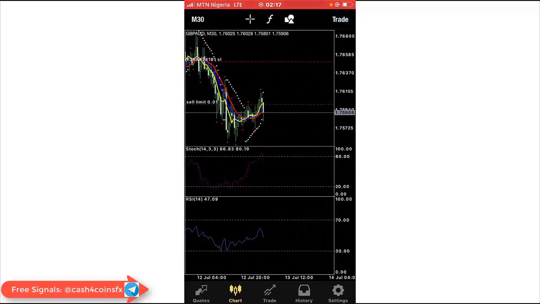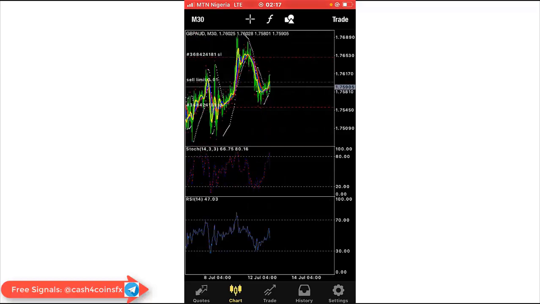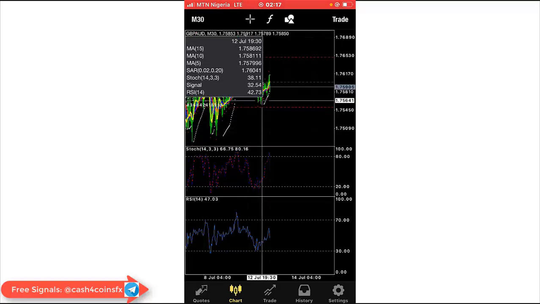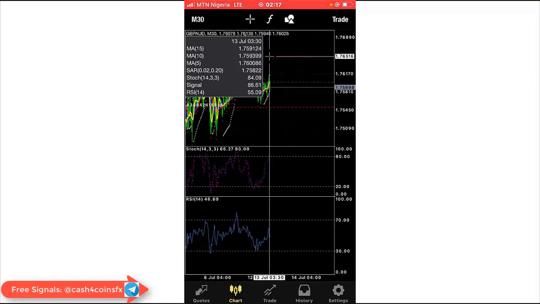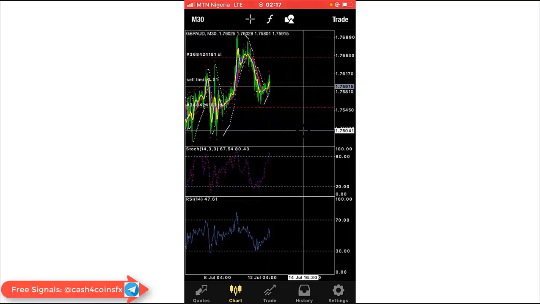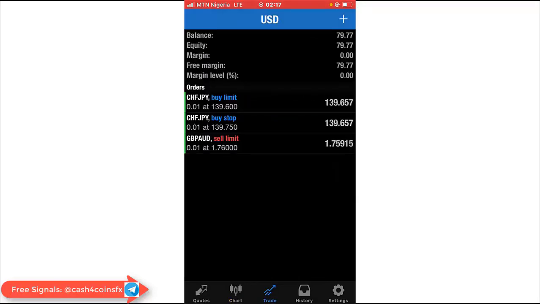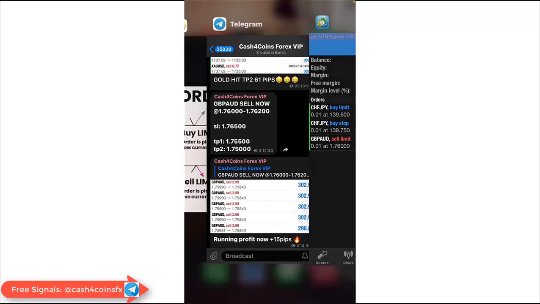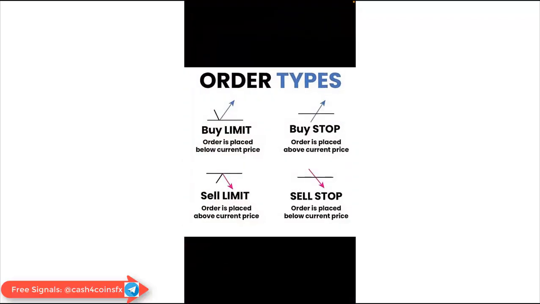Okay, it has been placed. So look at it here. Do you see that? Here is the sell limit, which is above the current market price. Here is our stop loss, and here is our TP. So it has been placed and waiting. This particular one is the GBP AUD sell limit.